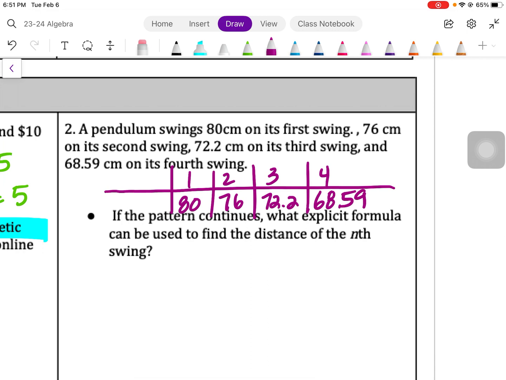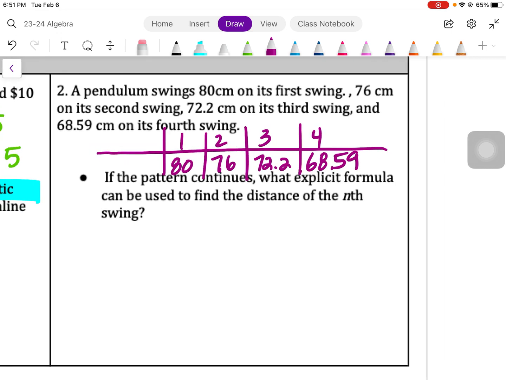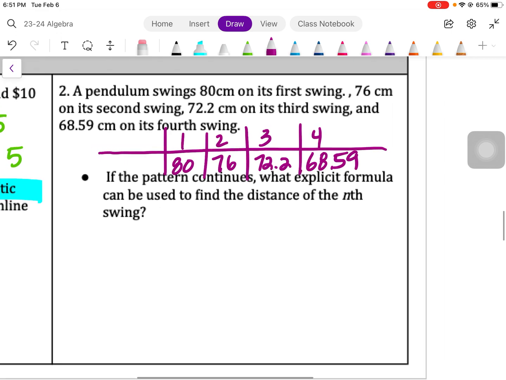I'm going to use my calculator and I'm going to do 68.59 divided by 72.2. And I see that that gives me 0.95. So I'm going to assume that that is my common ratio, but I'm going to make sure by testing it. So I'm also going to see if 72.2 divided by 76 gives me 0.95. And does 76 divided by 80 give me 0.95? And sure enough, it does. So now I know that 0.95 is my common ratio.